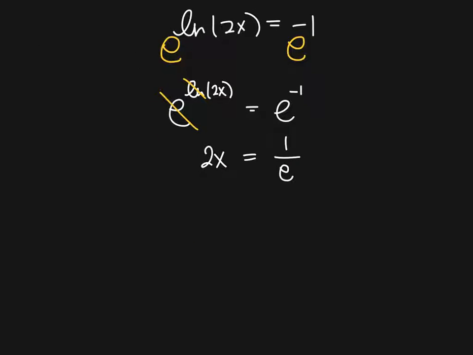Now how do I get rid of the 2? Because I need to get x by itself. Divide, or I would multiply by the reciprocal, actually, since I'm dealing with fractions here. So I'm going to multiply both sides by the reciprocal. That's multiplying by half, and multiplying the other side by half. That gives me x by itself, and it gives me 1 over 2e as my answer.